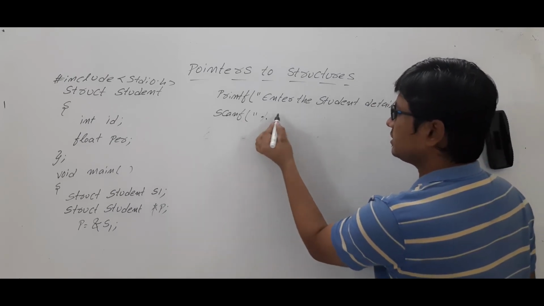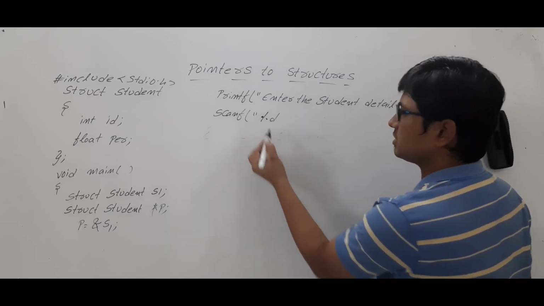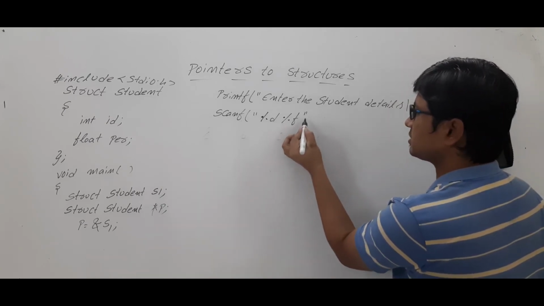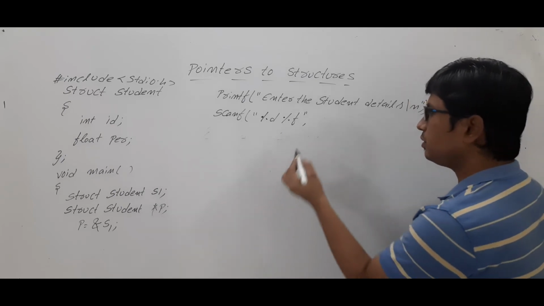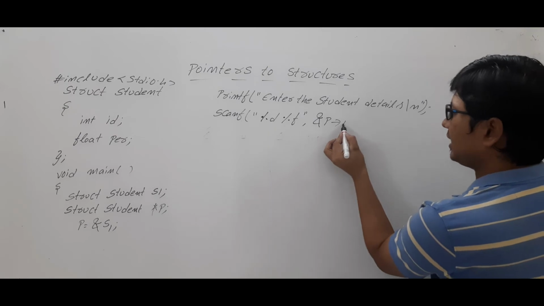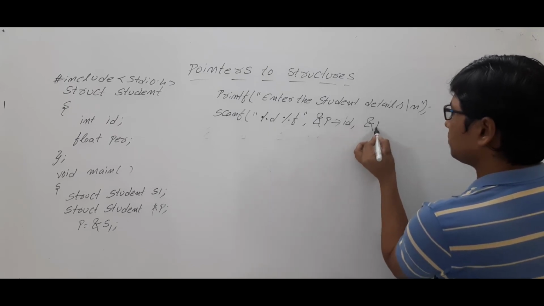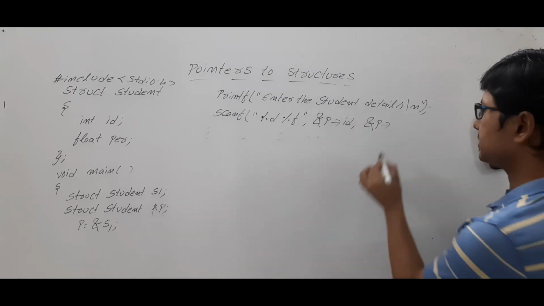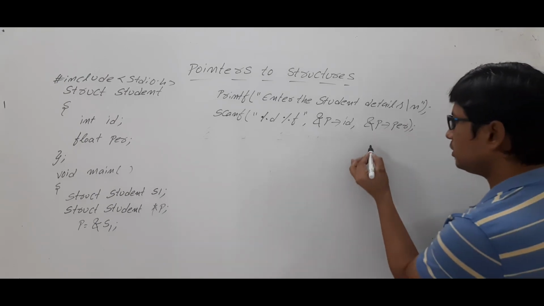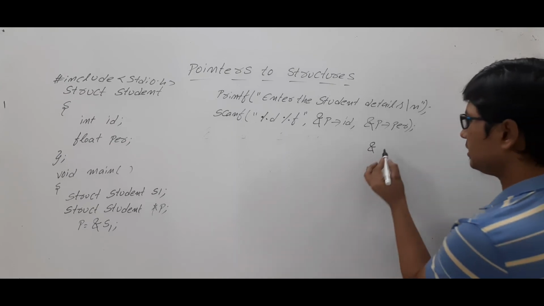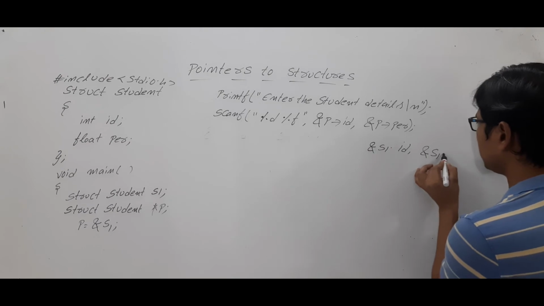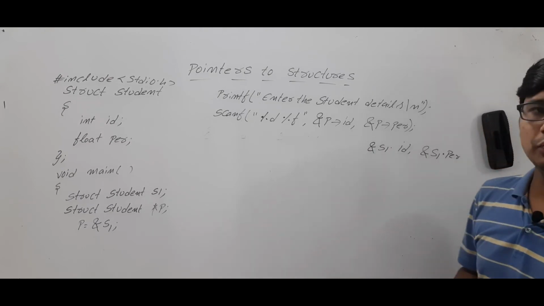I want to read the student id and percentage. So id is an integer, so I am using the format specifier %d, and percentage is a float, so I am using the format specifier %f. Now we need to write &p->id comma &p->percentage. This is the way, or you can also write &s1.id comma &s1.percentage. These two ways you can write it.